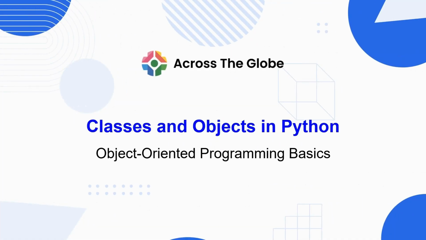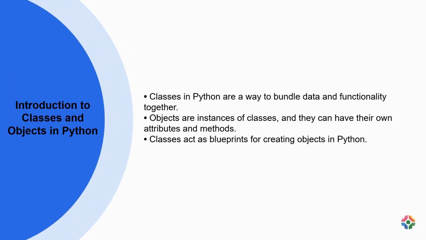Today we will learn about classes and objects in Python. Classes in Python serve as templates for creating objects by defining both the data and functionality that the objects will possess. Objects are individual instances of classes that can store data specific to that object, attributes, and perform actions, methods. By creating a class, you can quickly generate multiple objects with similar characteristics and behaviors.